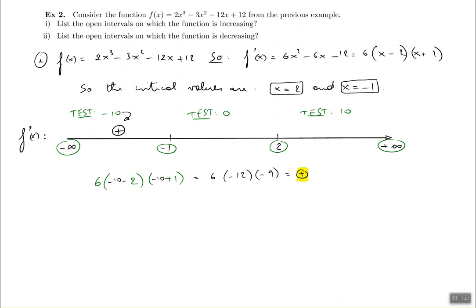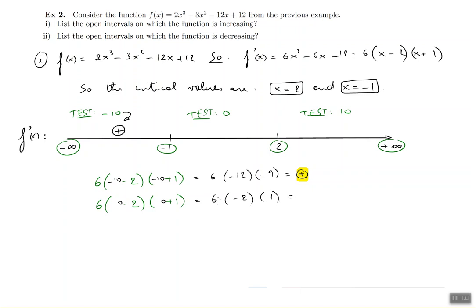Then repeat the same thing again with 0. So 6 times (0 minus 2), and then (0 plus 1). The 6 on the outside is going to stay. 0 minus 2 is going to be -2, and 0 plus 1 is going to be positive 1 at the end.